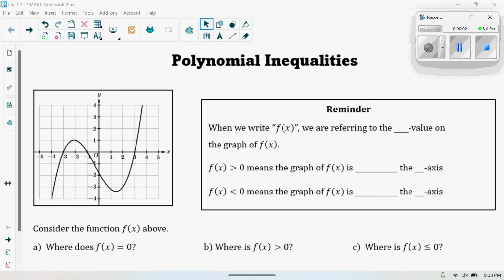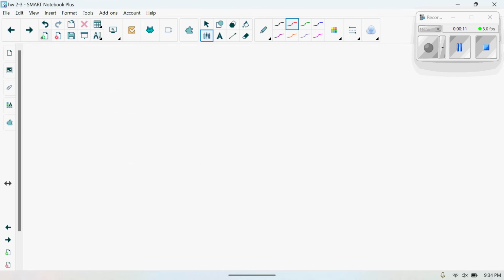So today we're going to talk about polynomial inequalities. First of all, remember that an inequality has multiple solutions. For example, if I had x equals 4, I have a single solution. If I have x is greater than 4, I have lots of solutions, infinitely many solutions. So that's something to keep in mind as we do these questions.